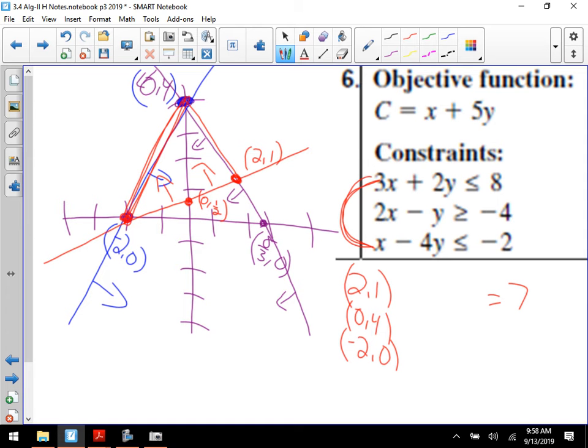What's 5 times 4? 20. What's 20 plus 0? I knew I was going to get you guys on that one. How many times do we say 0 plus 0? 0. Great, very good. So you get a maximum value at the 20 and a minimum value at -2.